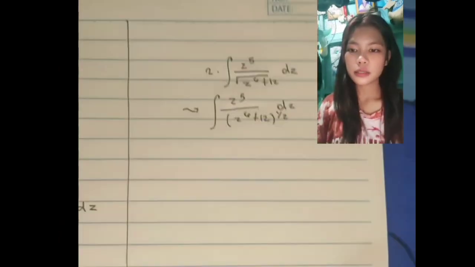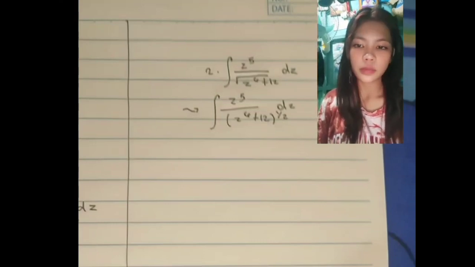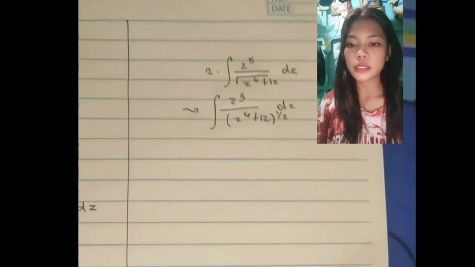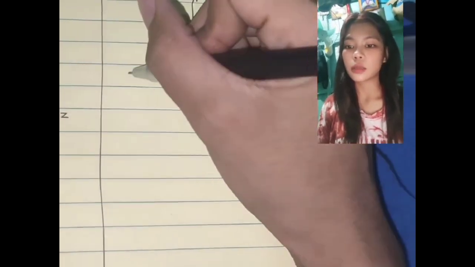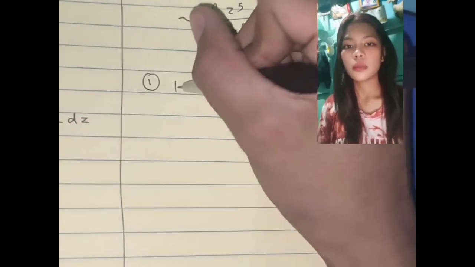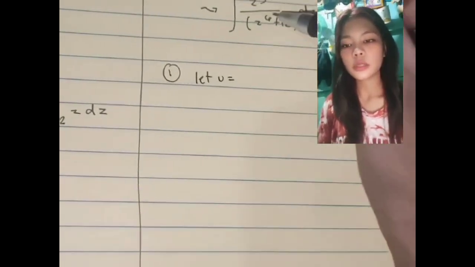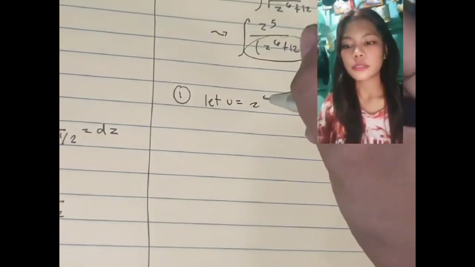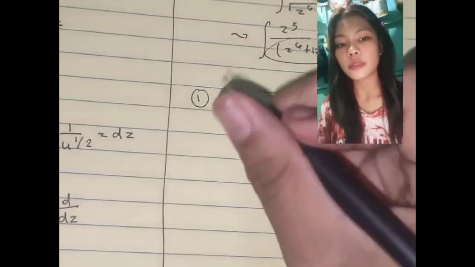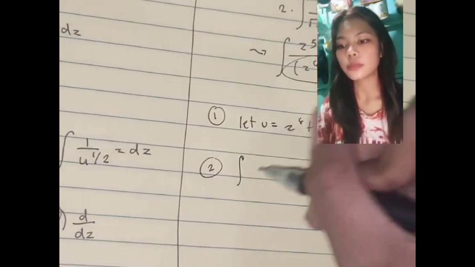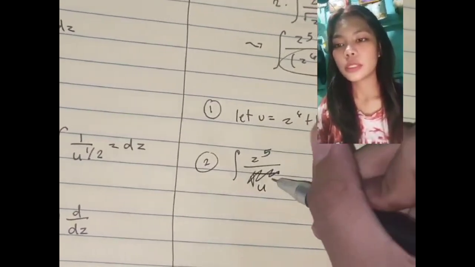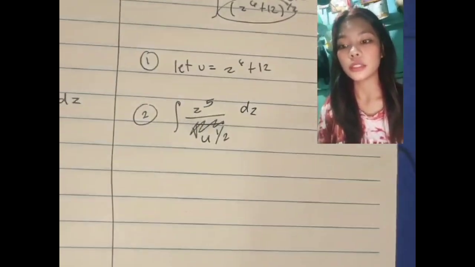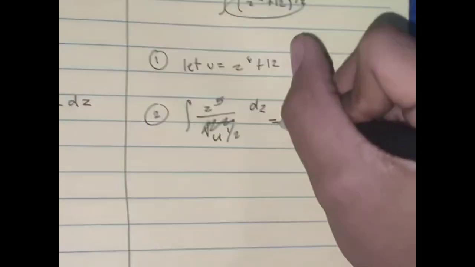Now for the second example, which is the integral of z raised to 5 over the square root of z raised to 6 plus 12. We're going to rewrite it first the way we understand the equation, so the square root will become the quantity raised to 1/2. Now for the first step, again let u be equal to the inner function, which is z raised to 6 plus 12. For the second step, we write it this way. We will just write the inner function with the letter u, then copy.